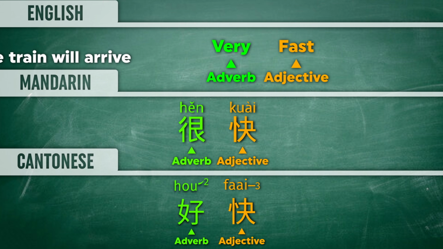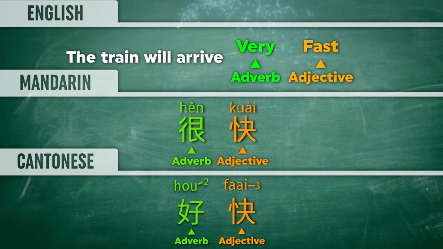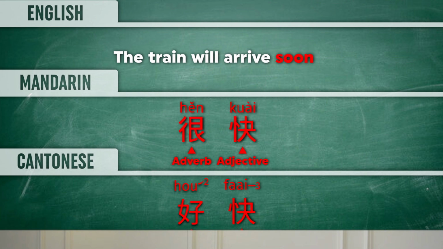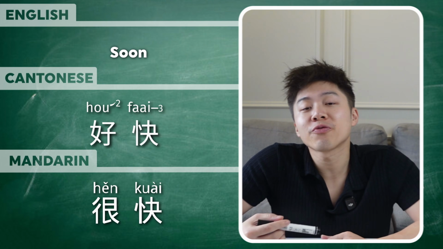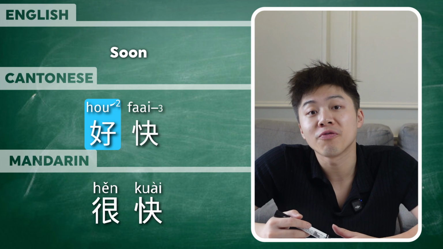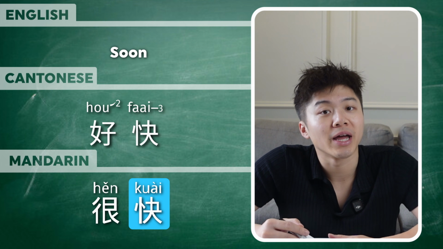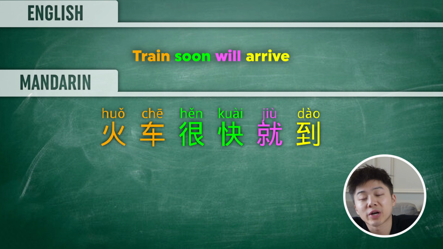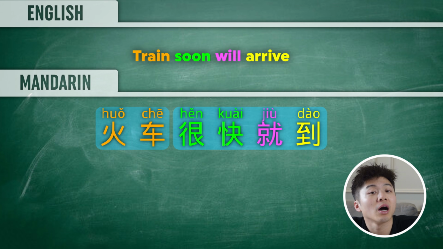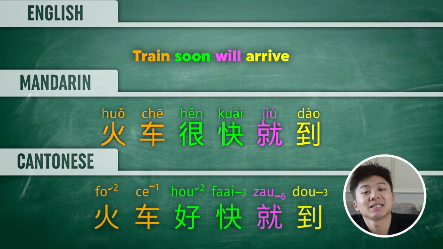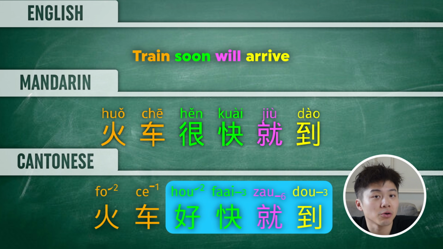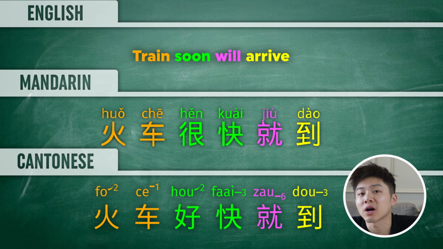Now, if we then say the train will arrive very fast, that essentially means the train will arrive soon, right? Same kind of meaning. The word for soon in Cantonese is 好快. In Mandarin is 很快. So for example, the train is arriving soon. In Mandarin, 火车很快就到. In Cantonese, 火車好快就到. So here, 很快 in Mandarin or 好快 in Cantonese tells us the train is going to arrive soon, and we do that by putting it in front of the verb, right?